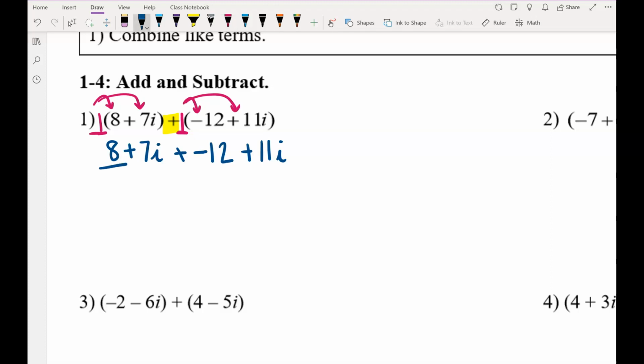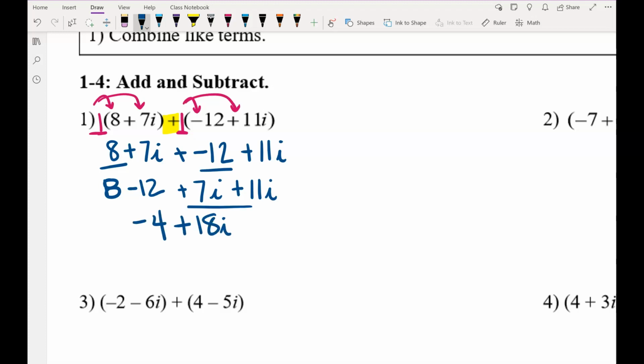Now, we're going to write the 8. A plus and a minus, is that the same thing as just a minus? Yep. We're going to write the numbers without the i's in the front, and then we're going to write the numbers with the i's in the back. 8 take away 12 is negative 4 plus 18i. Box it up. Just like that.